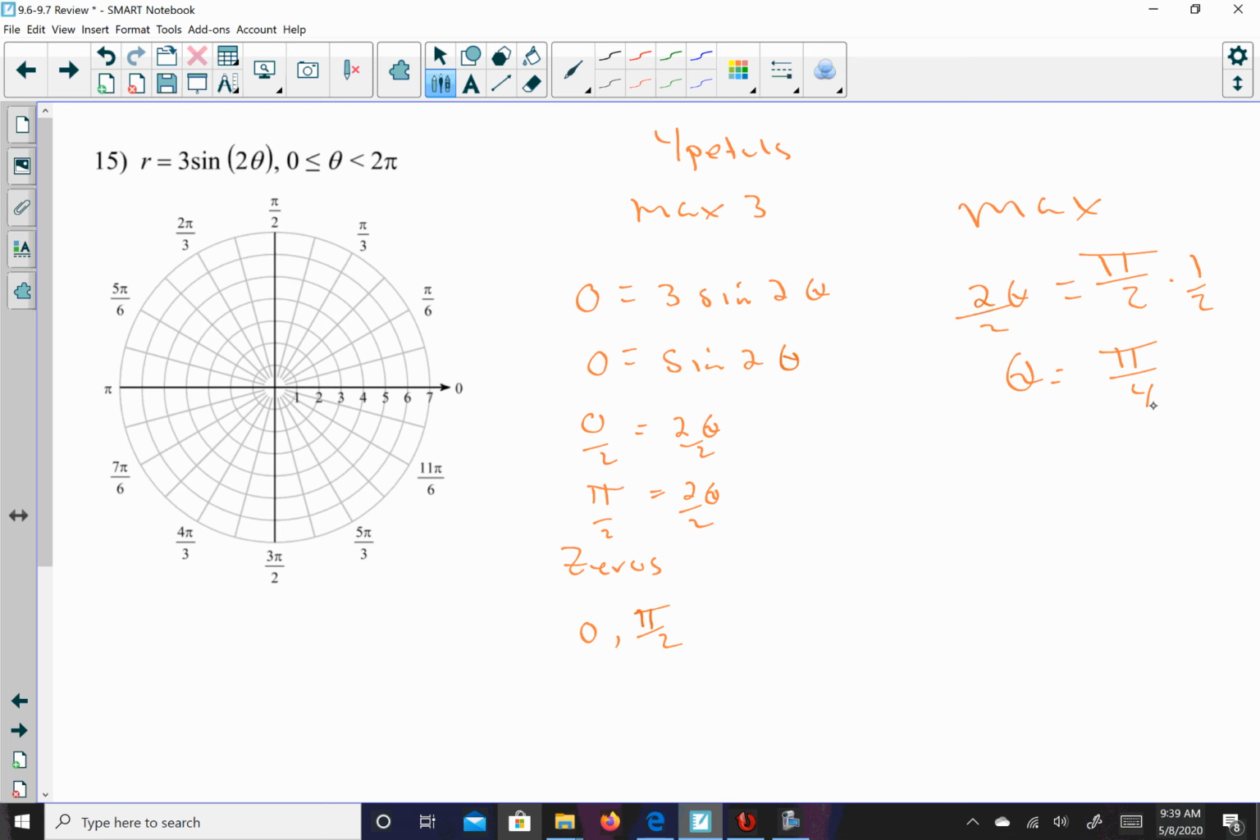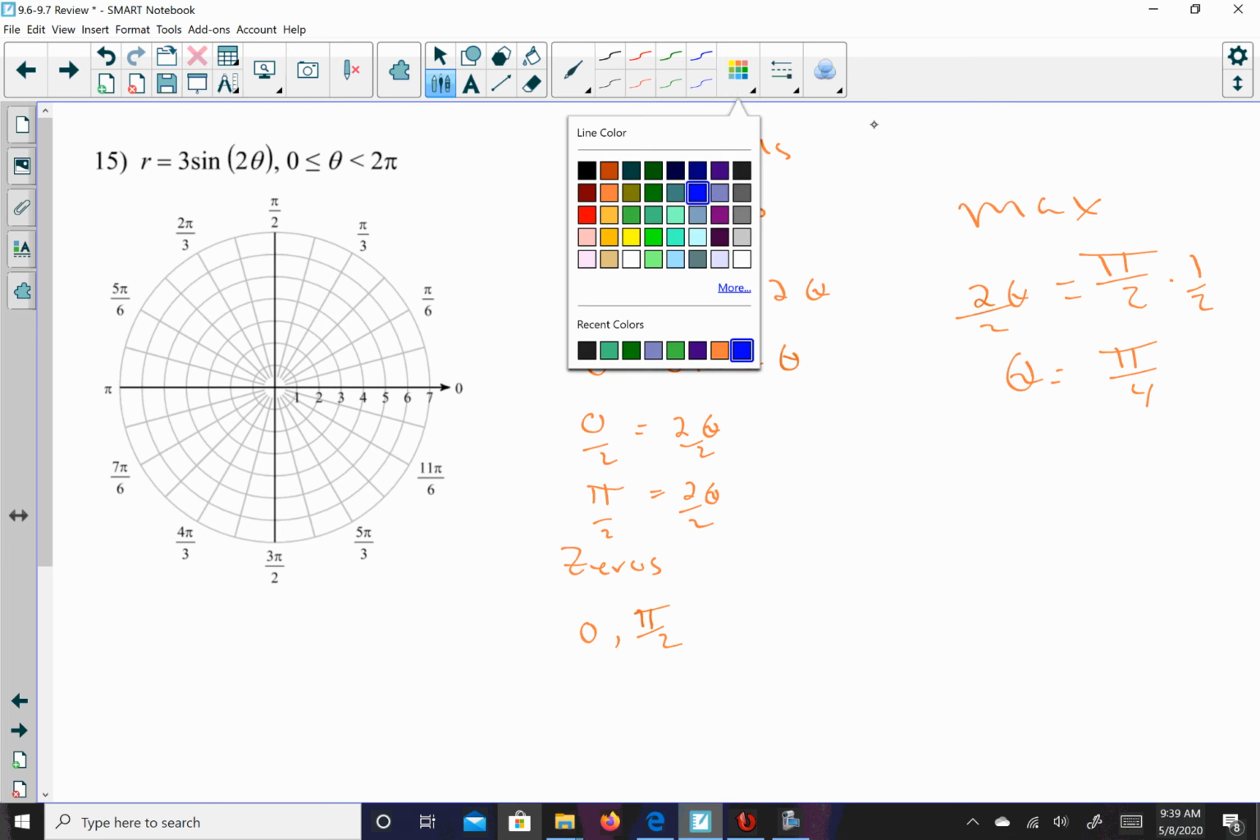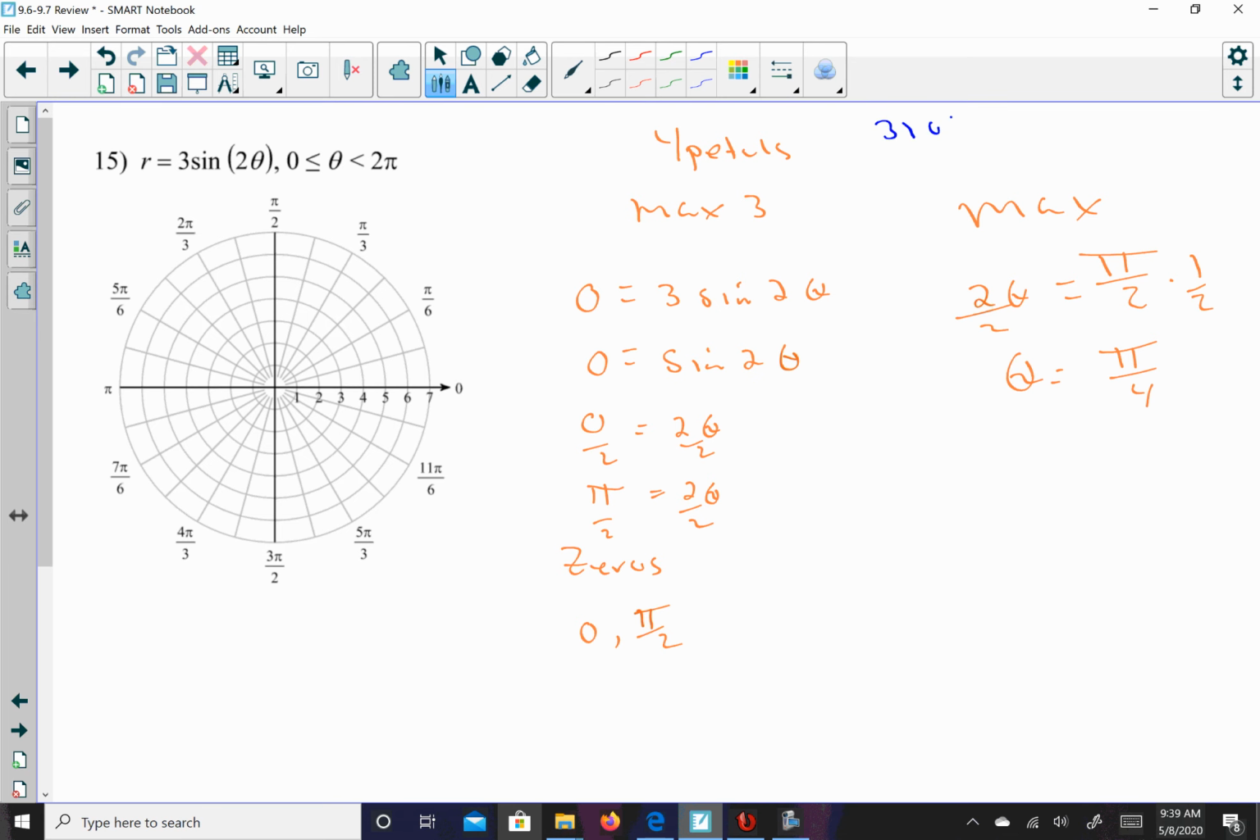So if there's 4 petals, I'm going to take 360 degrees and divide it by 4 and get 90 degrees. This one might actually be easier to do in radians, or take 2 pi and divide it by 4 and get pi over 2. So my first max happens at pi over 4 or 45 degrees. And my max is 3. So 1, 2, 3.